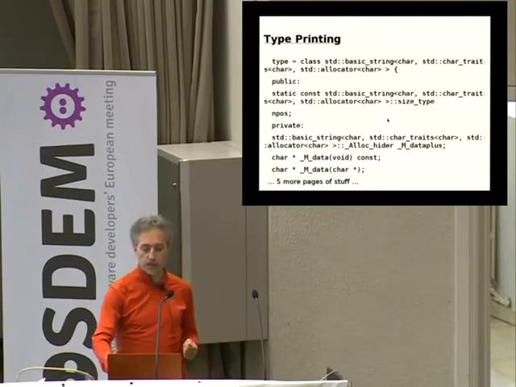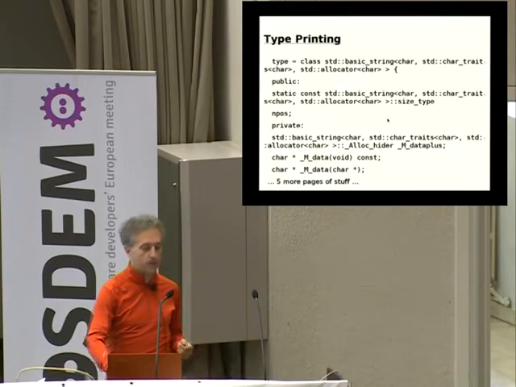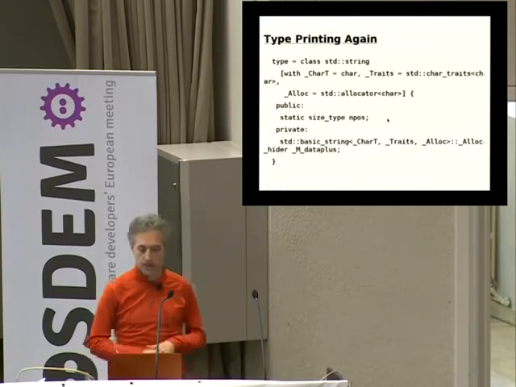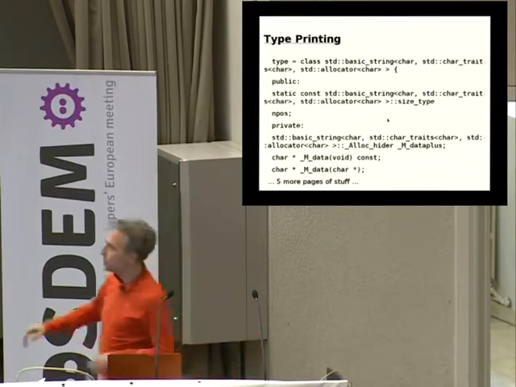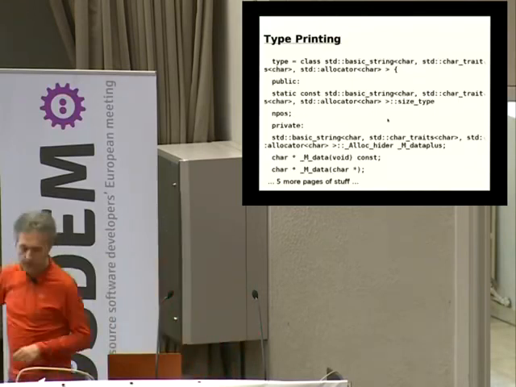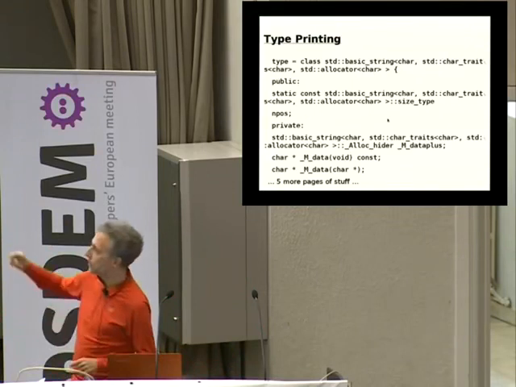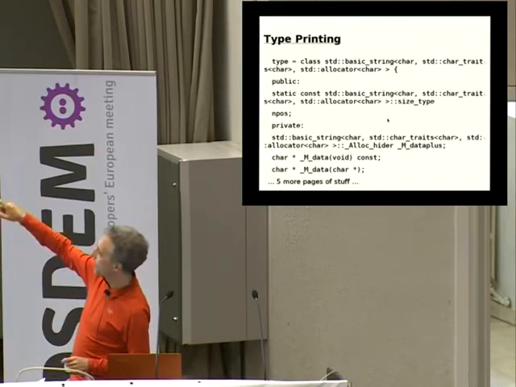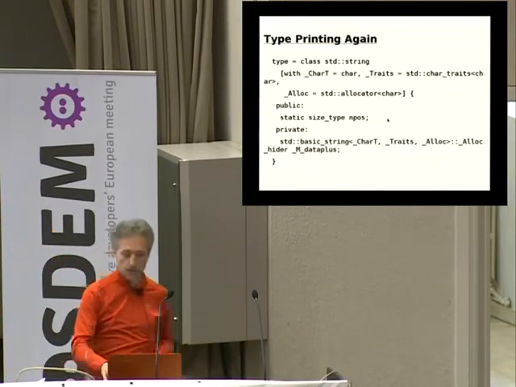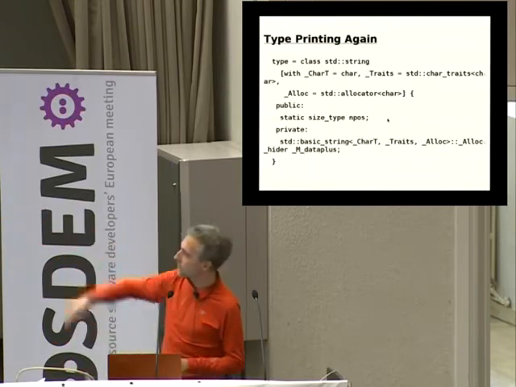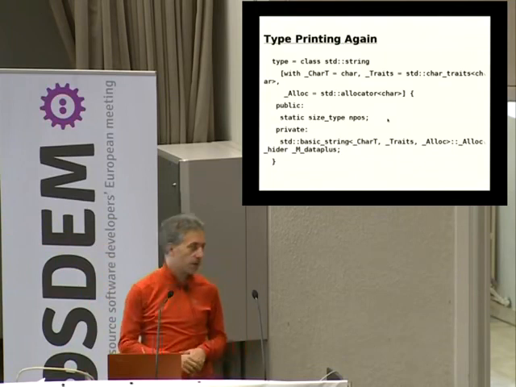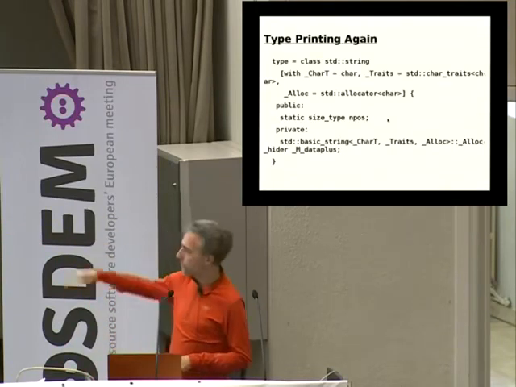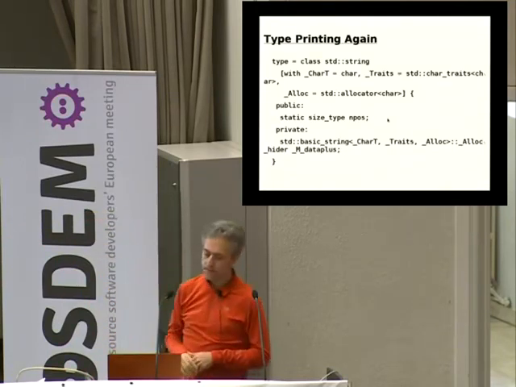But you can see with a type printer, which is another kind of thing that we supply, you can say this big gooey mess at the top, something you would never write in your own program, standard basic string, and so on. Well, what you really meant is standard::string. And then you can see it's a template. Now it tells you what the template arguments are. And then we remove a bunch of crap.